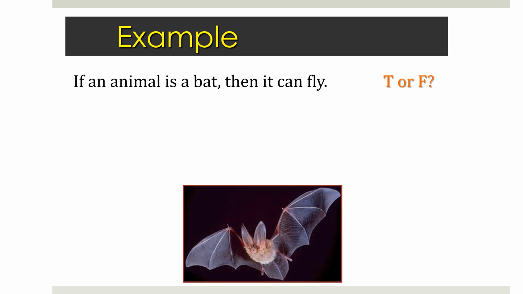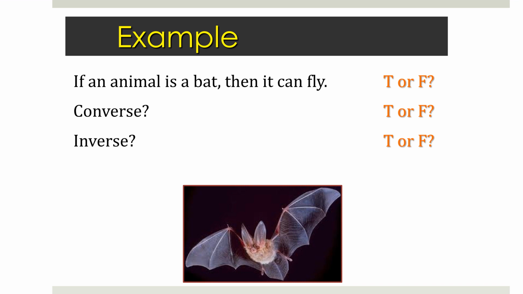If an animal is a bat, then it can fly. True or false? Bats fly. True. That's a true statement. Okay, what's the converse of that statement? If an animal can fly, then it's a bat. Is that true or false? False. Counterexample: bird, condor, falcon, eagle. Superman. Well, technically it's an animal, yeah.